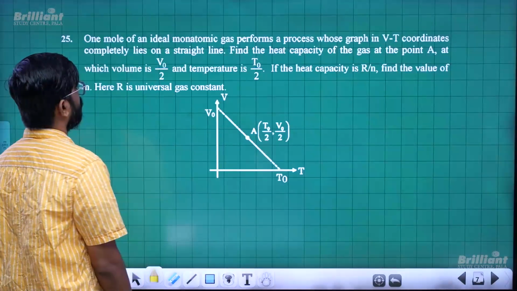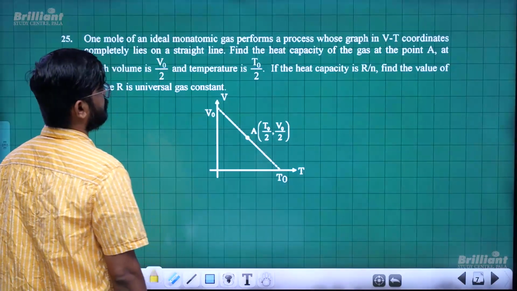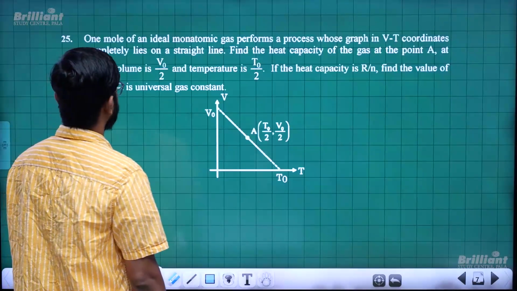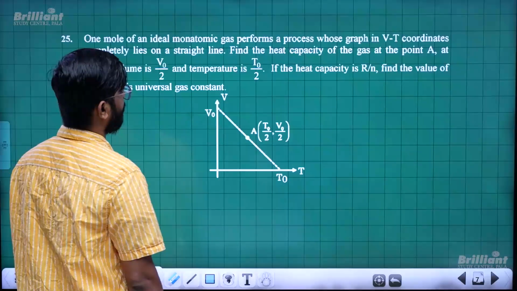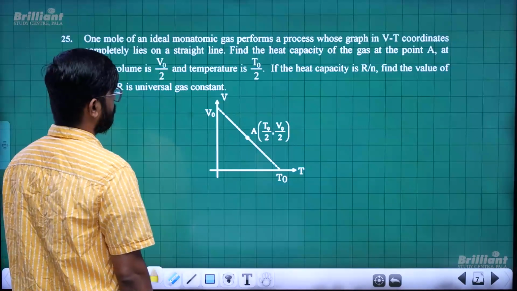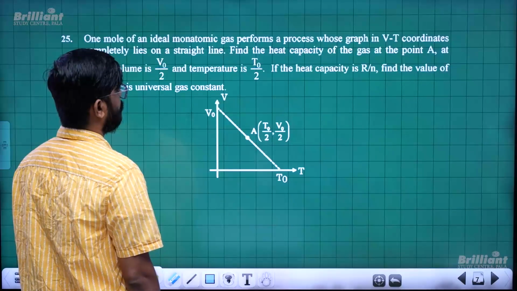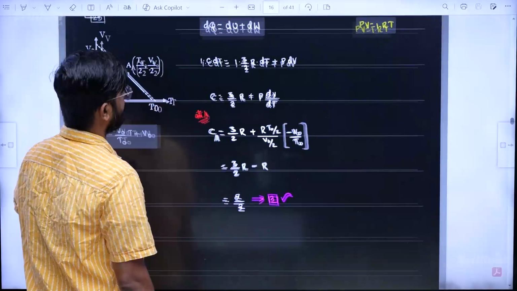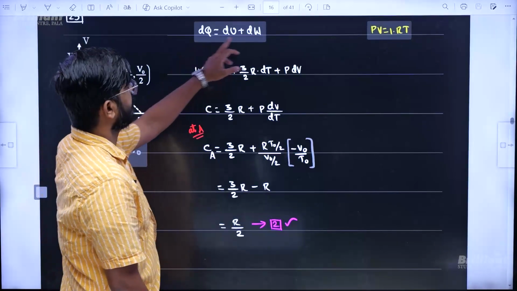1 mole of ideal monoatomic gas performs a process whose graph in VT coordinates completely lies on a straight line. Find the heat capacity at point A, at which volume is V naught by 2 and temperature is T naught by 2. So anyway, in all this thermodynamics, we have only energy conservation. We will write energy conservation.